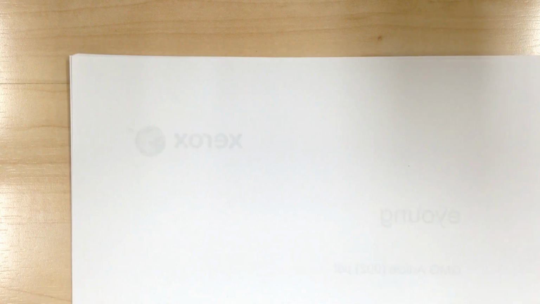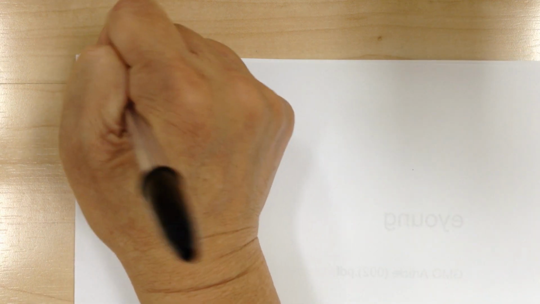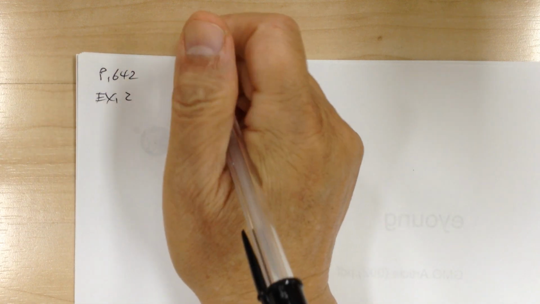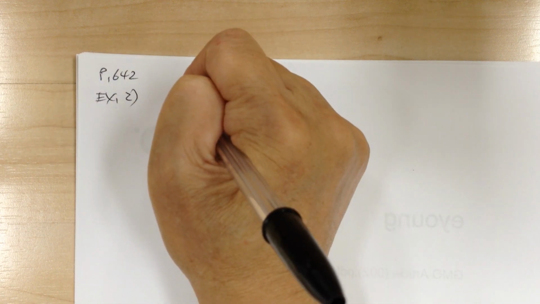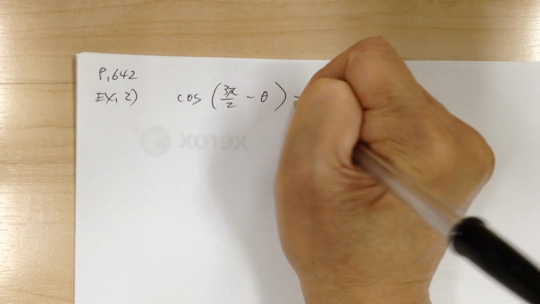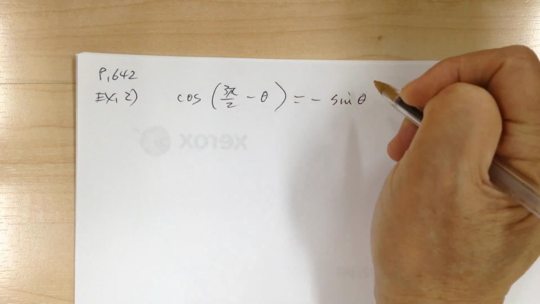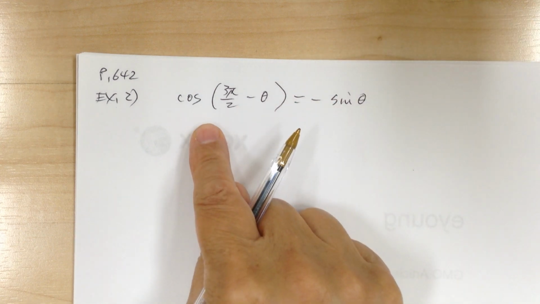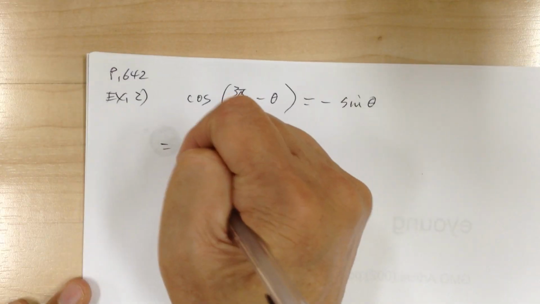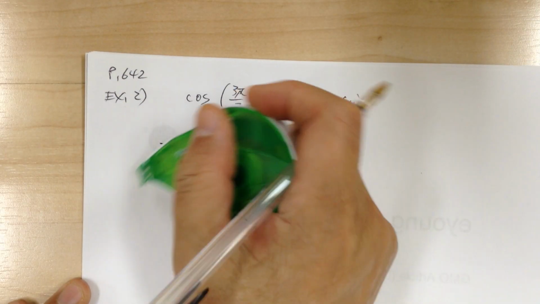Let's go to example 2, to prove. You want to prove the identity: cosine of 3 pi over 2 minus theta is equal to negative sine theta. This is the difference, so you want to use the cosine identity. You have to use the difference formula, this one here. You want to prove it, so you keep one side the same.